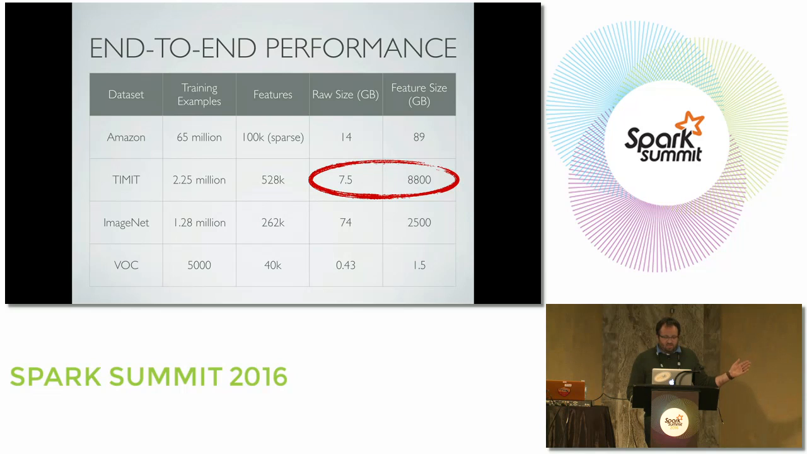In the case of the Timit pipeline, I start with an 8 gig data set, and I blow it up to an 8 terabyte data set at solve time. That is the size of the system that we have to solve with Keystone. And that might not even fit in cluster memory, so we have to use some clever algorithms to solve the system quickly.